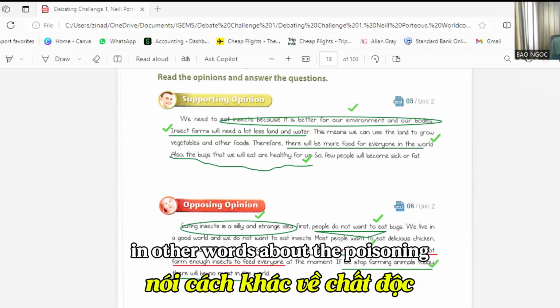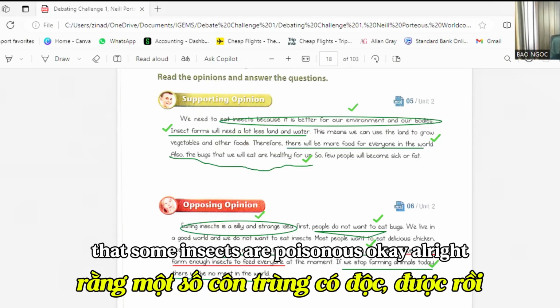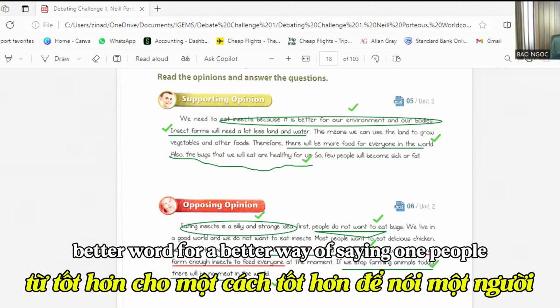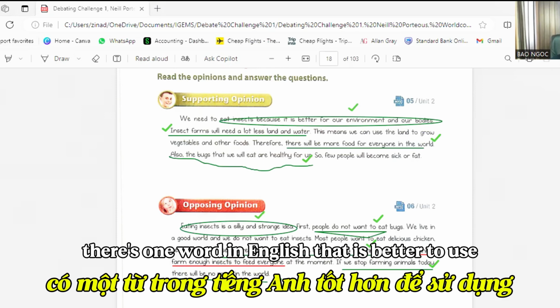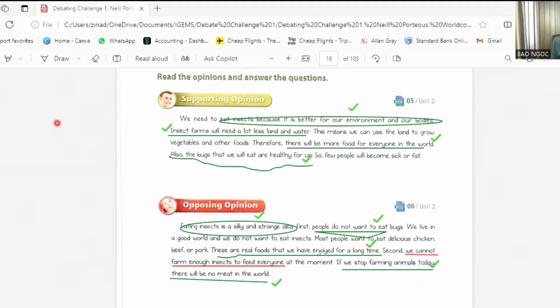And also about the poisoning, they need to be careful of, okay, that some insects are poisonous. Okay. All right. So you said one people. What is a better word, a better way of saying one people? There's one word in English that is better to use instead of one people. Do you know that? No.